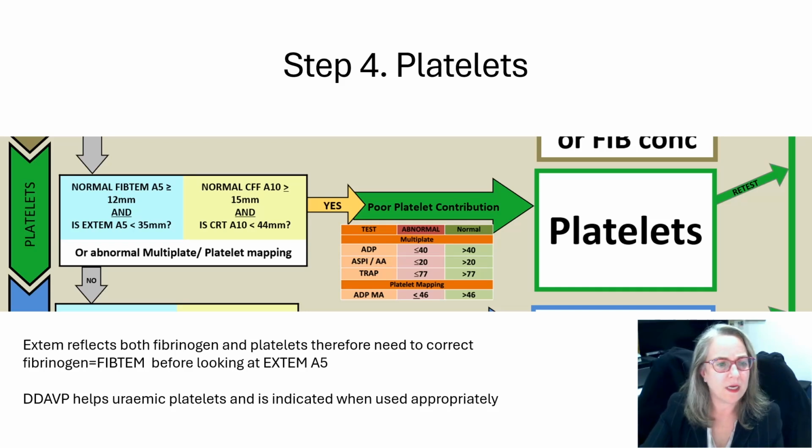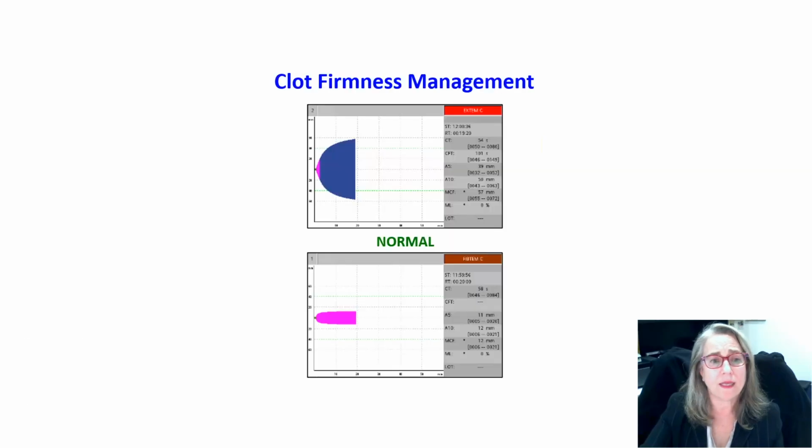Or you could use some platelet mapping, which is a point of care test that comes with the TEG, a separate TEG cartridge. So DDAVP also helps if the patient's uremic or has renal dysfunction. We would normally give DDAVP as well as part of this step, and it's written on the more detailed algorithm.